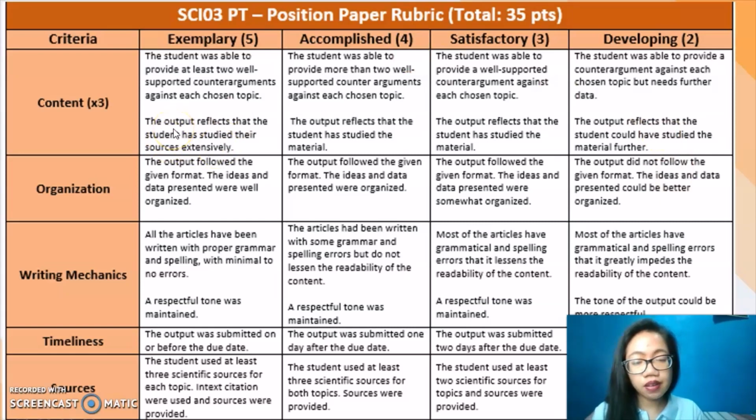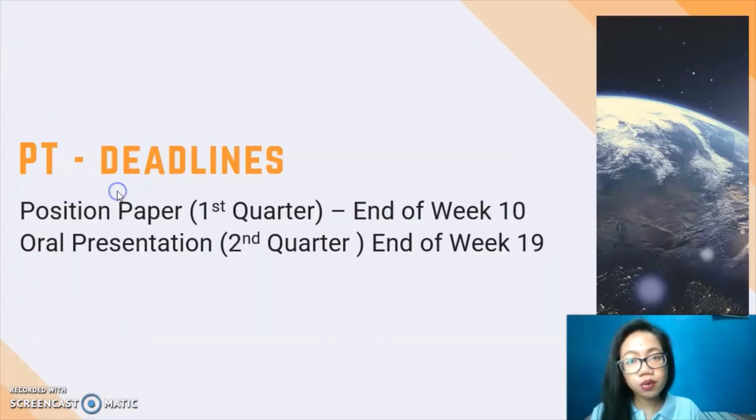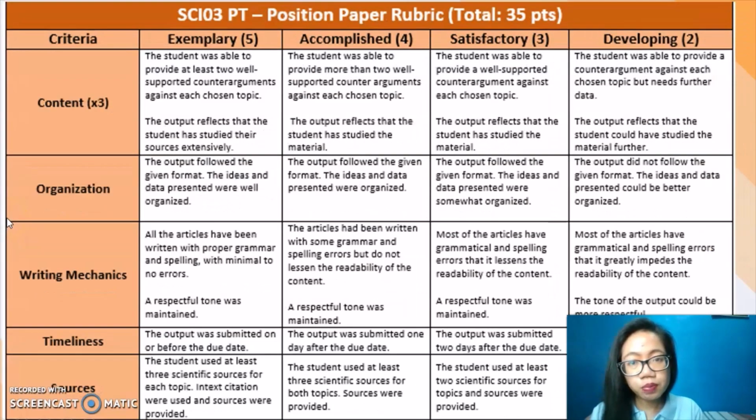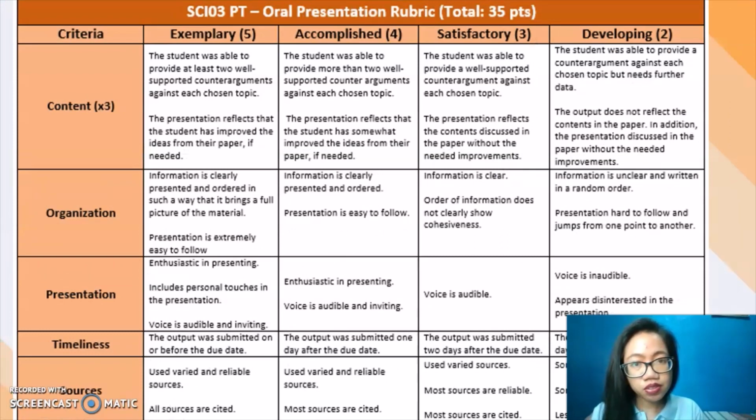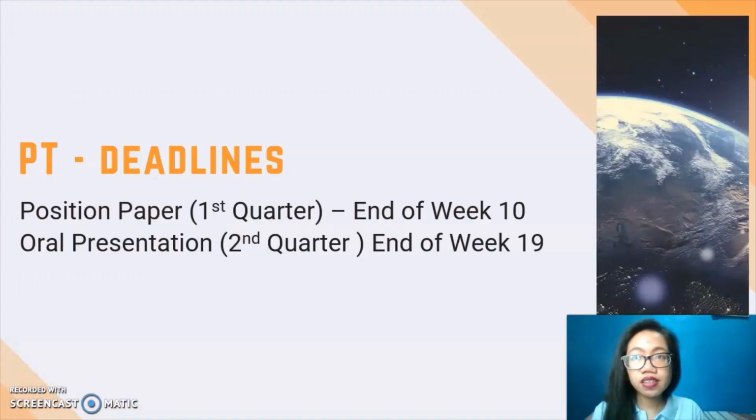So content is definitely important, as well as organization, writing mechanics, timeliness, so submitting on time, and including the sources in your work. So this is the rubrics for the position paper. The oral presentation as well is already provided. Then as the syllabus has stated, these are the deadlines. So for the position paper, its deadline is at the end of week 10. Then for the oral presentation, it's the end of week 19. Then we'll use the last week, week 20, for consultations and makeup activities if needed.